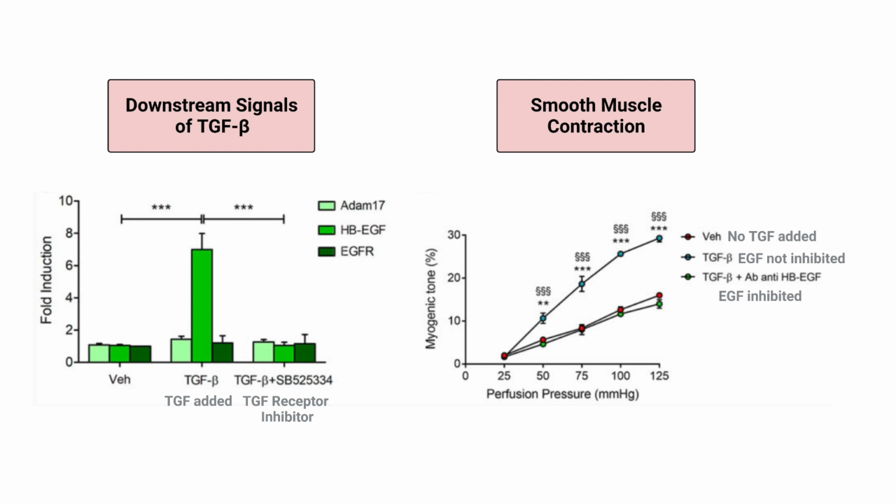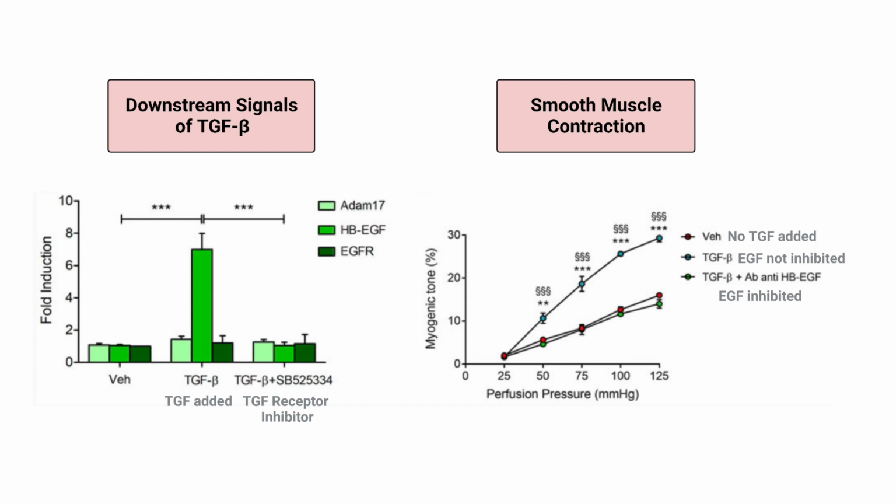Then they added TGF-beta like they did in their previous experiments, and they found that one gene was highly expressed, and that gene was EGF. So not EGFR, not the receptor, and not ADAM17 that cleaves EGF, but a substantial increase in EGF.